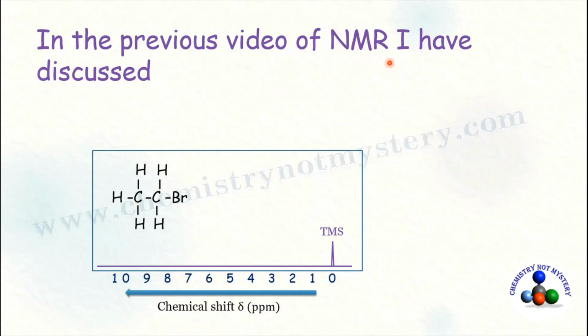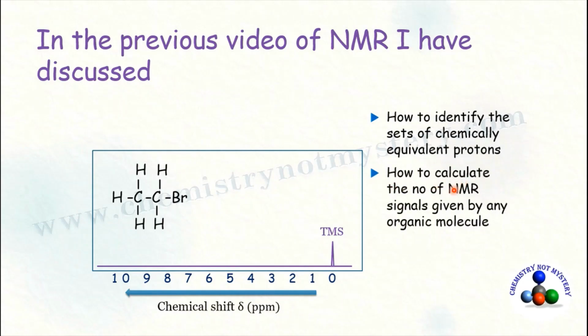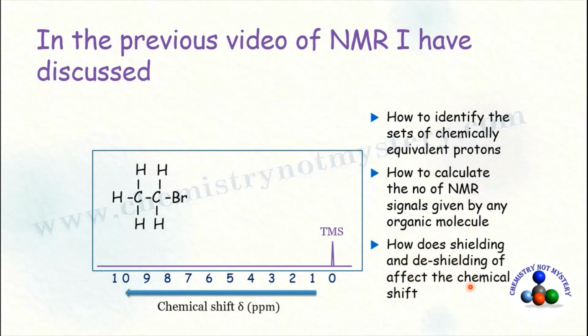In the previous video of NMR, I have discussed how to identify sets of chemically equivalent protons, how to calculate the number of NMR signals given by any organic molecule, and how shielding and deshielding affect the chemical shift. So let's apply your previous knowledge to get the number of signals given by this molecule.